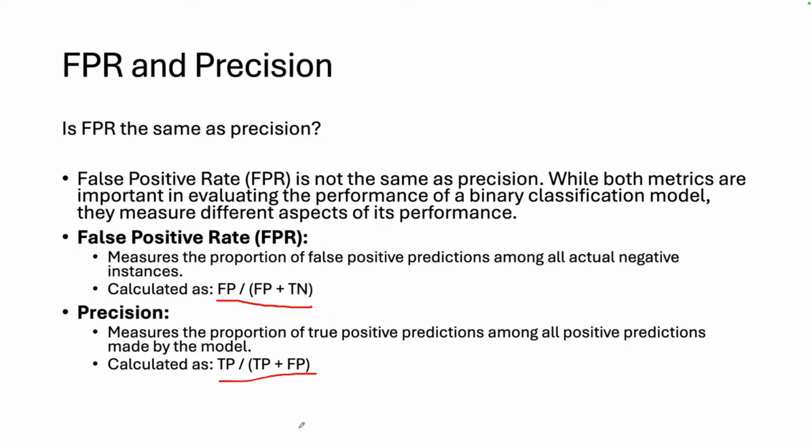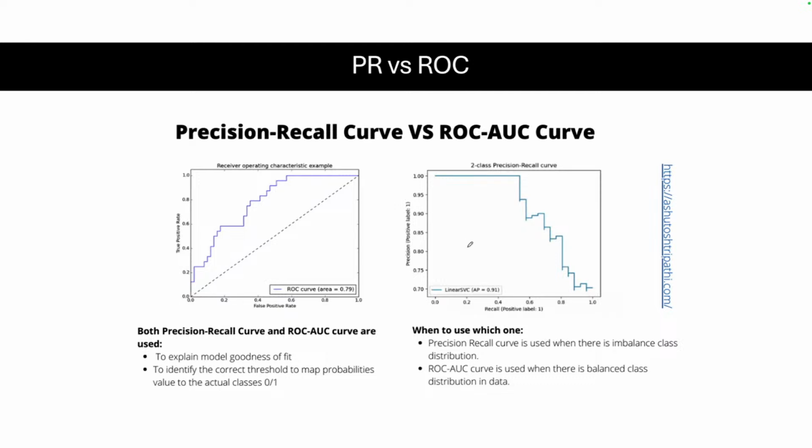The false positive rate, I have to plug in my computer, so give me a second. Should have done that earlier on the break. The false positive rate is the false positives over the false positives plus the true negatives, I apologize. So what I'm trying to emphasize here is that recall and the true positive rate are the same thing, but the false positive rate and the precision are different things.